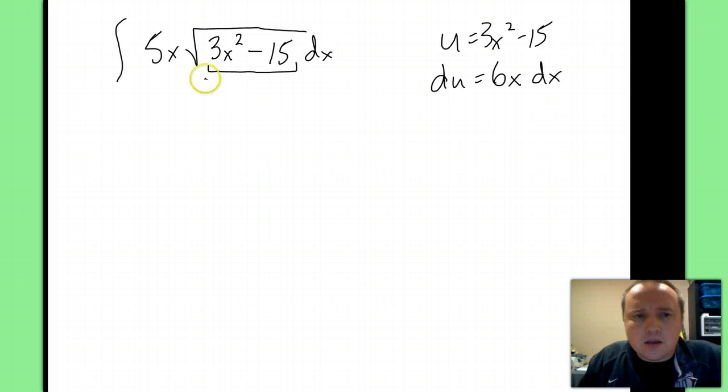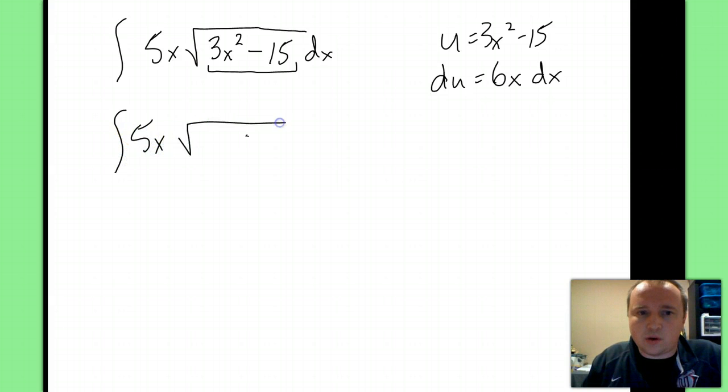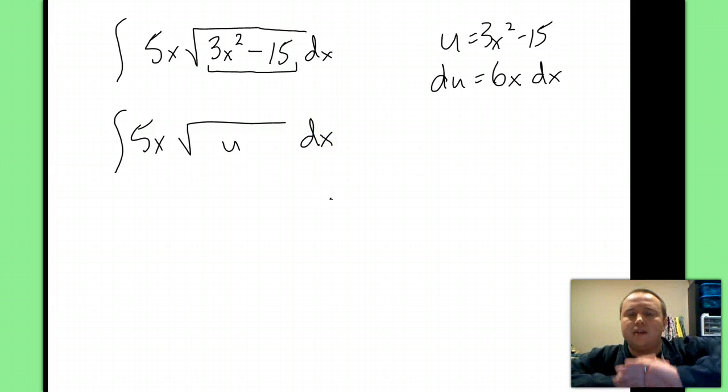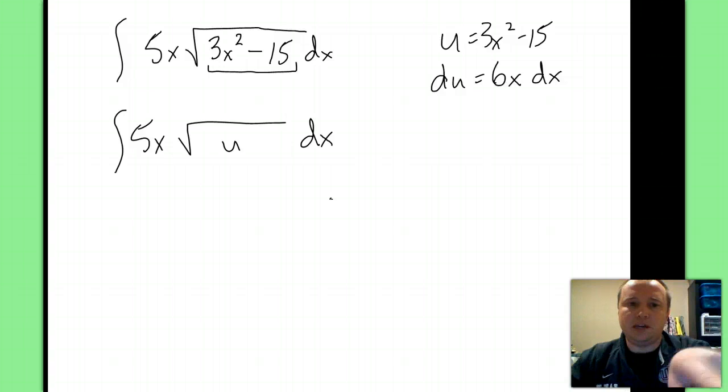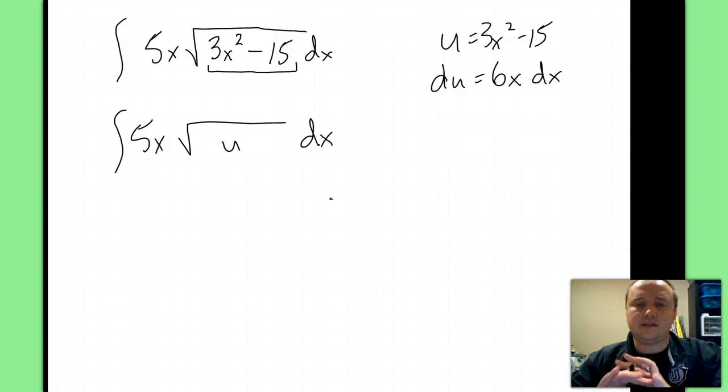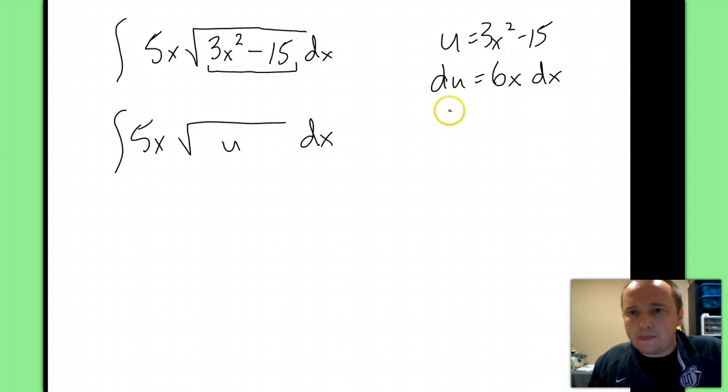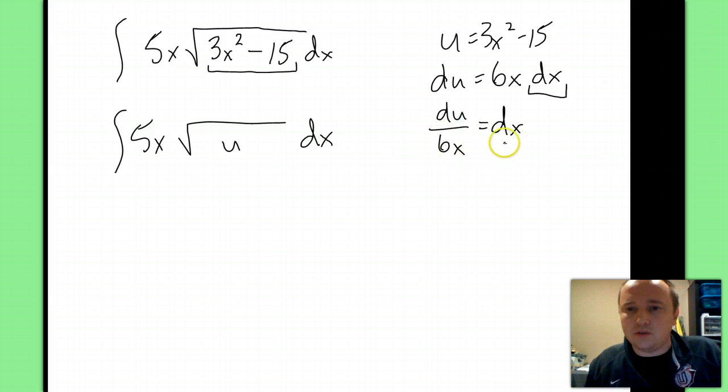Okay? So I now have the integral of 5x square root of u dx. Now, if you notice, I've created a complete mess because I've got u's, I've got x's, I've got dx's. You can't find the antiderivative of that. So what you need to do is isolate your dx again, because you're going to substitute in for it. So divide both sides by 6x. So dx equals du over 6x.